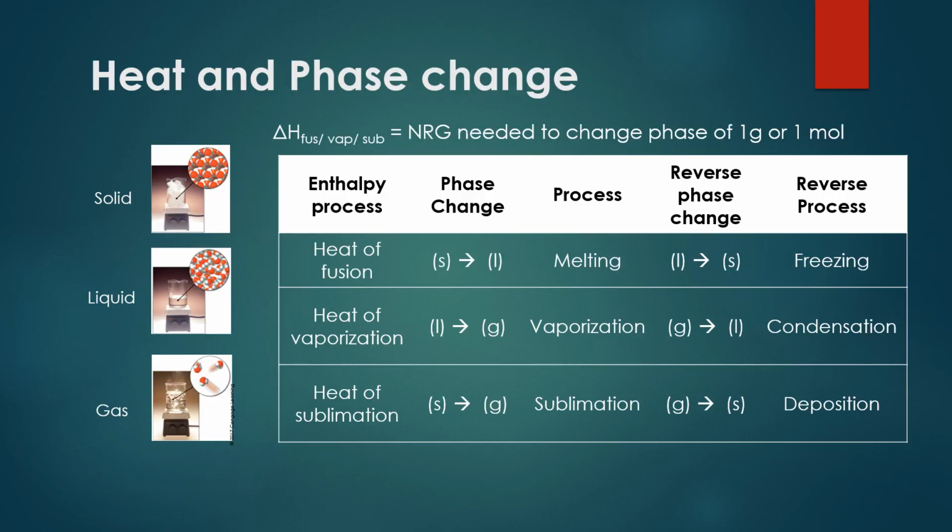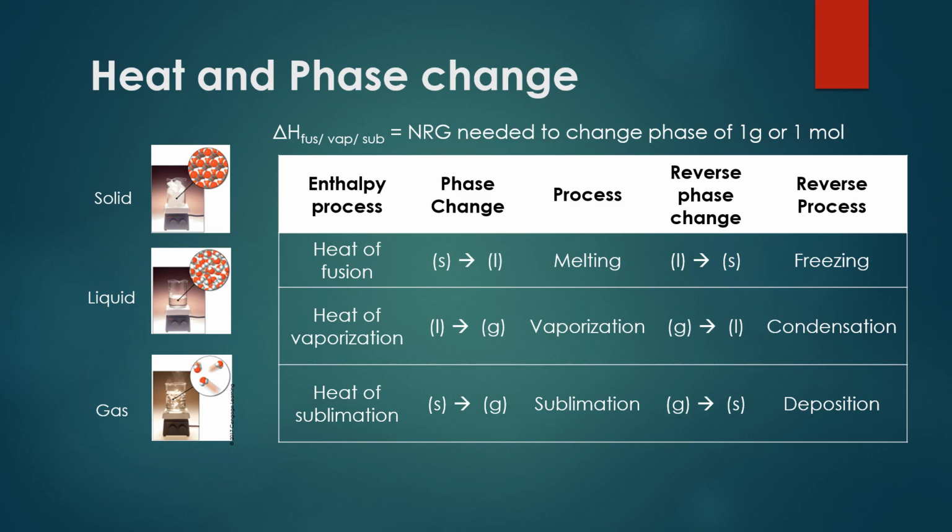So let's look at heat and phase change. Phase change is a physical property in which we are changing the phase of the substance, so going between solid, liquid, or gas. We're not changing the chemical makeup of the substance at all, we're just changing the phase that it is in.